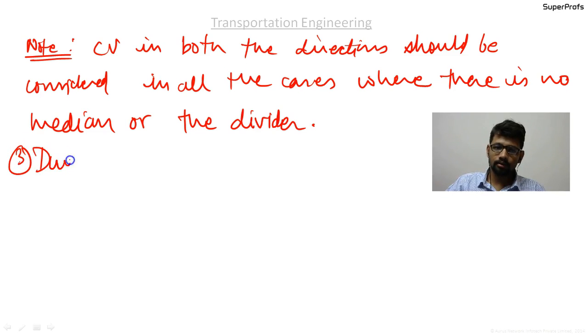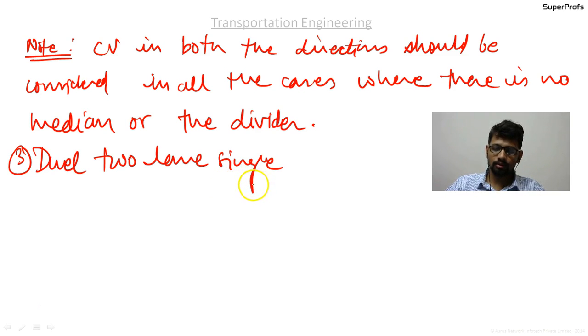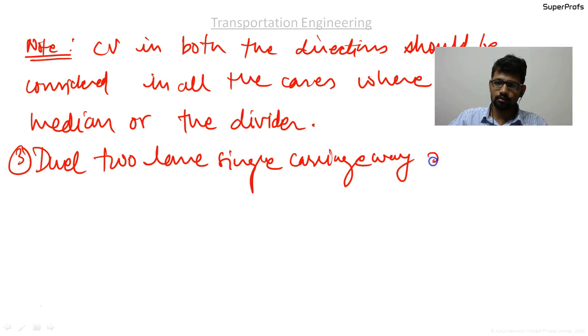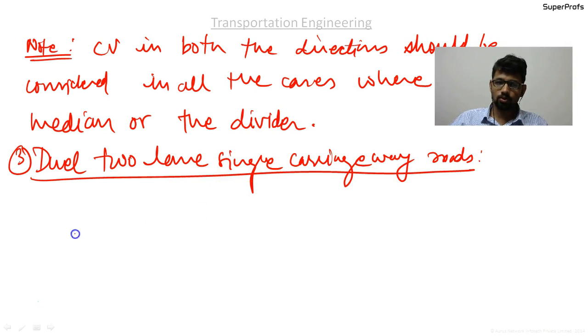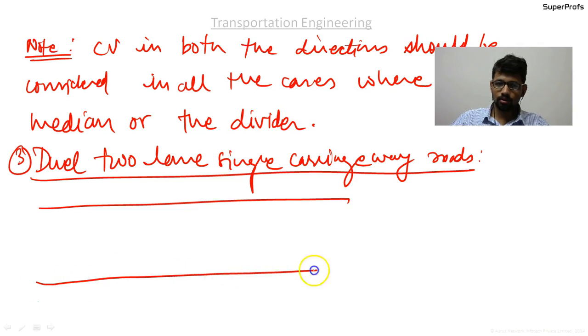So dual two lane single carriageway roads. Okay, so the case is, it should not be single carriageway, it should be dual two lane carriageway roads.